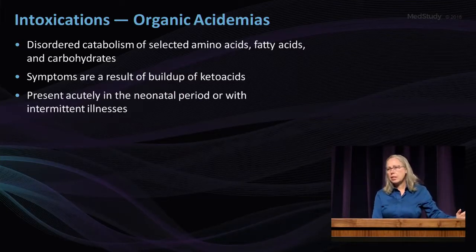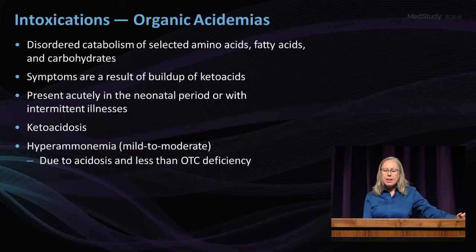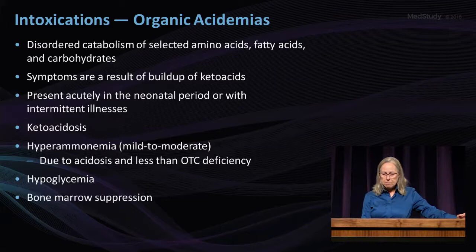They generally present in the neonatal period with intermittent illnesses, with ketoacidosis. The hyperammonemia is mild to moderate, and it's because you're acidotic. All your enzymes are unhappy when you're acidotic, including your urea cycle enzymes. So you may be given an ammonia that is mildly elevated, but it doesn't look like OTC deficiency. So once you correct the acidosis, the ammonia should correct as well. Hypoglycemia and bone marrow suppression can also be seen.